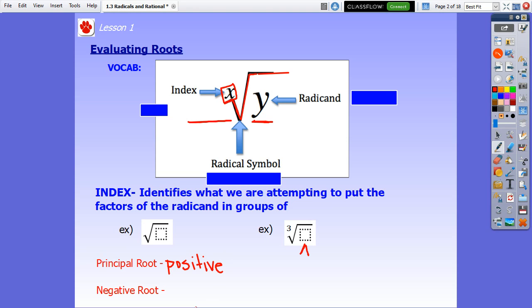If I wanted the negative root, because technically there's a negative root of the square root of 25, because by definition, the square root of 25 is simply saying what squared gives me 25.